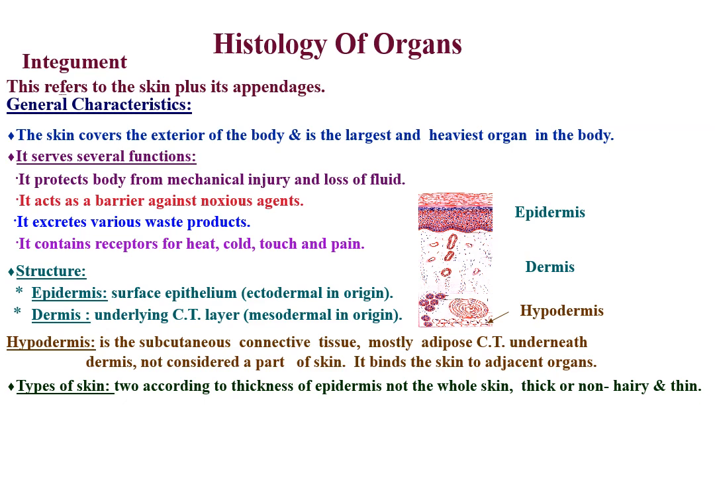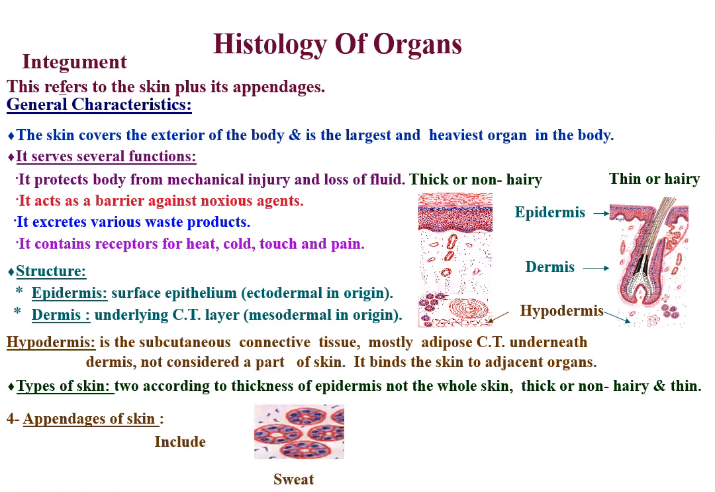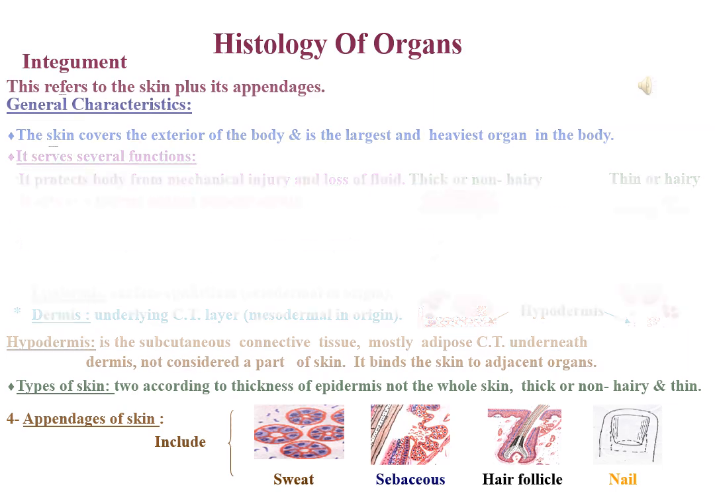Types of skin. There are two types of skin according to the thickness of the epidermis, not the whole skin: thick or non-hairy skin and thin or hairy skin. Appendages of the skin. These include sweat and sebaceous glands, hair follicles, and nails.